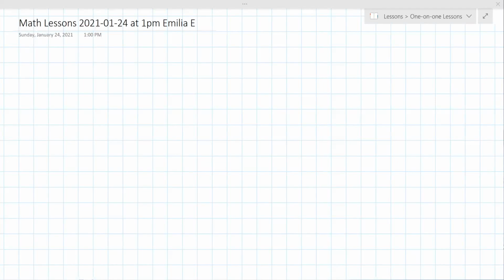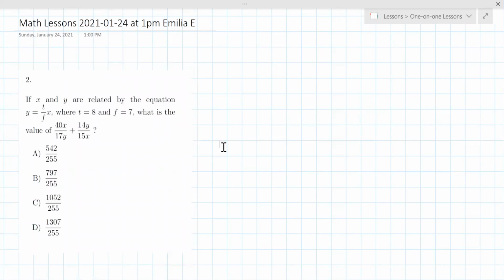Okay. All right, so if you're seeing my screen, you should see question 2 that says if x and y are related by the equation y equals t over f times x, where t is equal to 8 and f equals 7, what is the value of this expression, 40x over 17y?